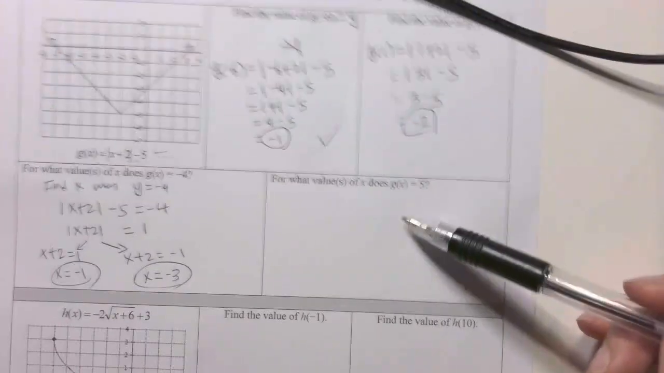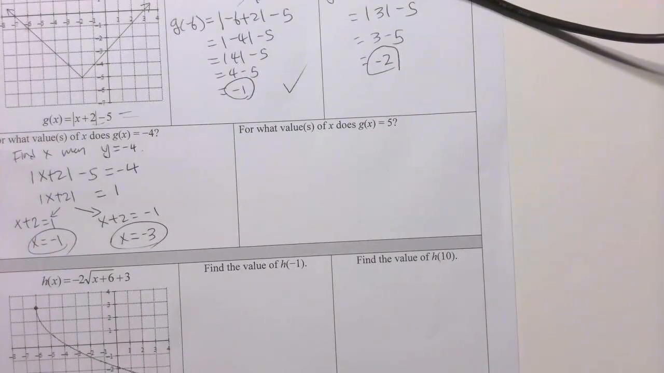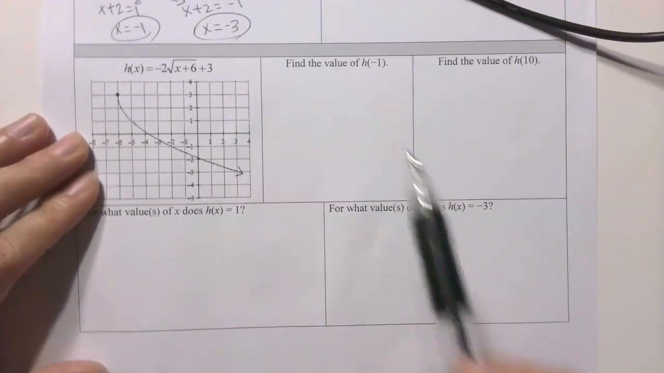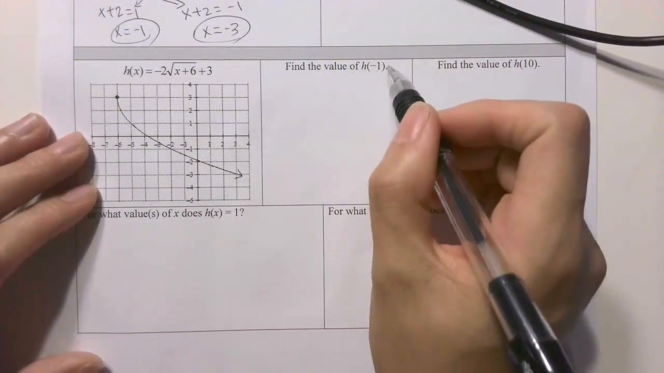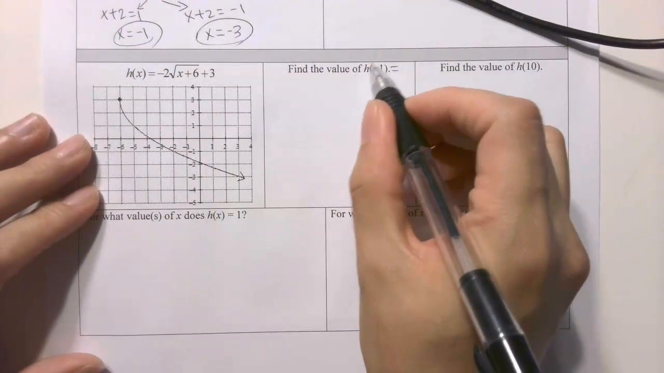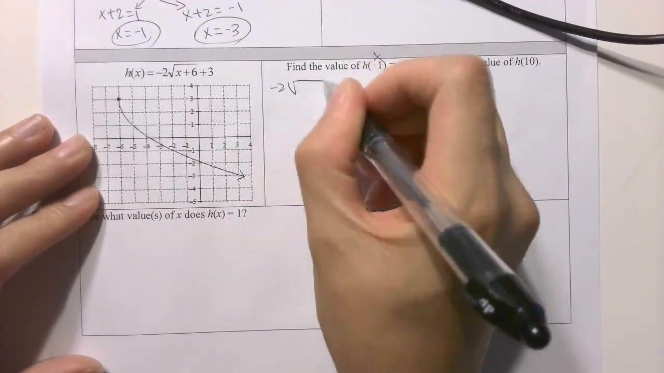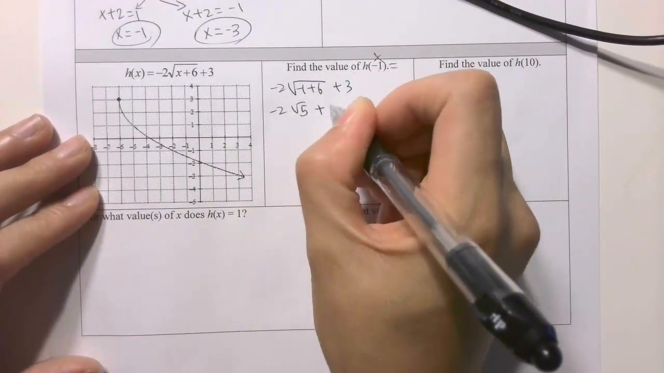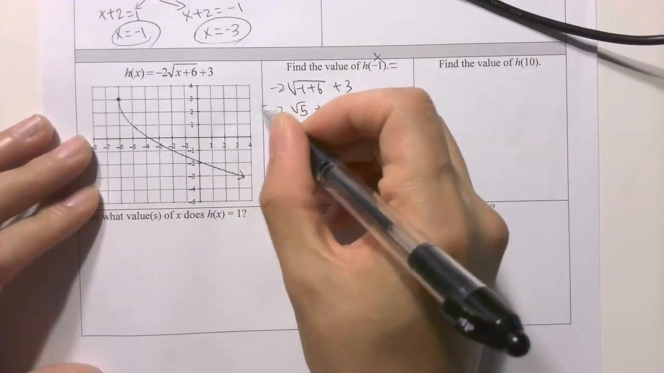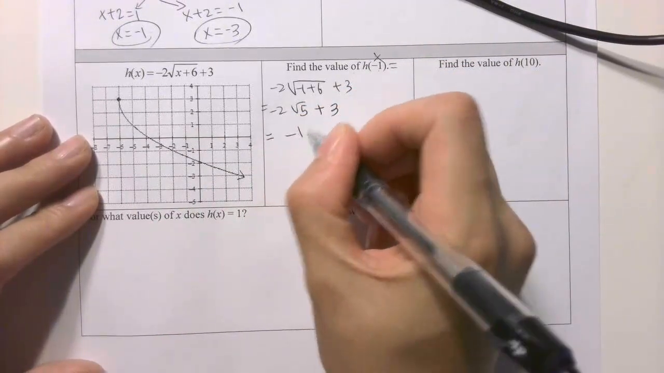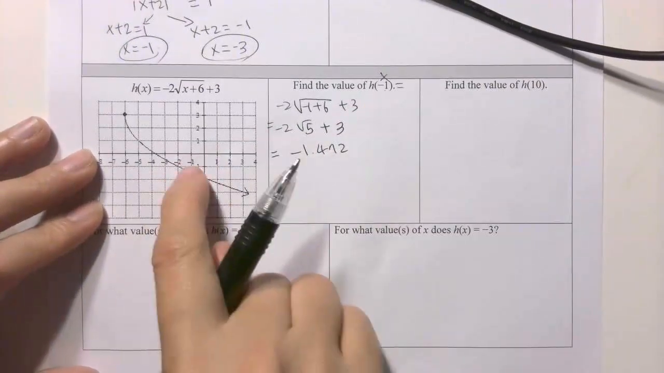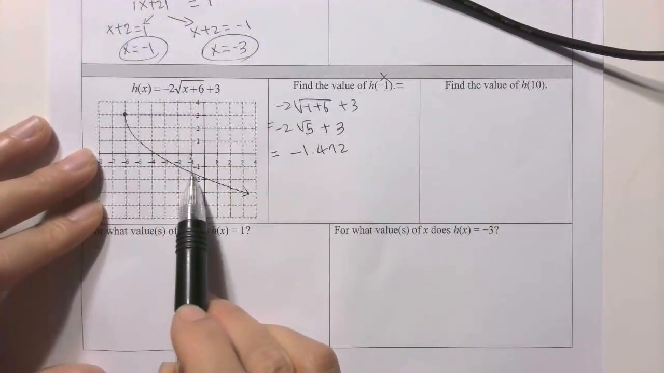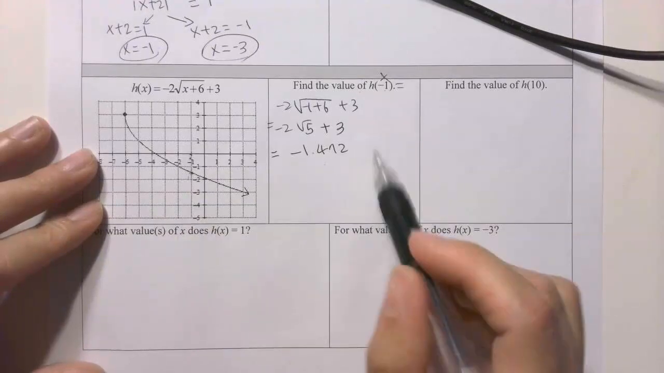Okay, one more. Not that one. Let's do this one. Alright. h of -1, so find the y value when x is -1. So that's x, plug it in. -2 square root of -1 plus 6, plus 3. Square root of 5, times -2, plus 3, that's going to be about -1.472. Let's check your graph. When x is -1, the y value is between -1 and -2, so it makes sense.